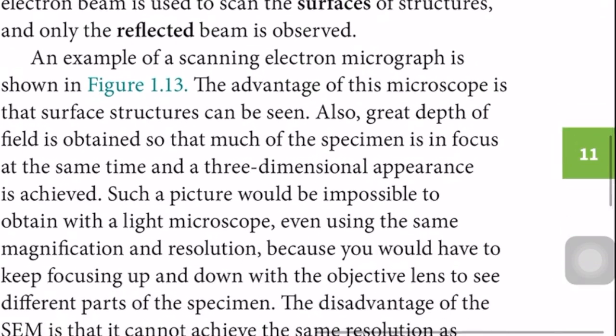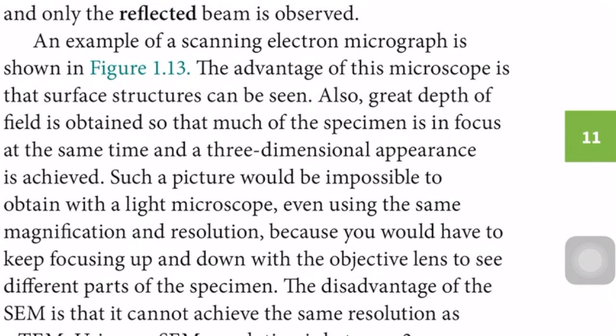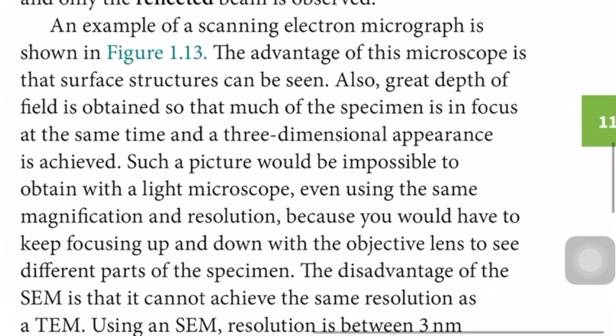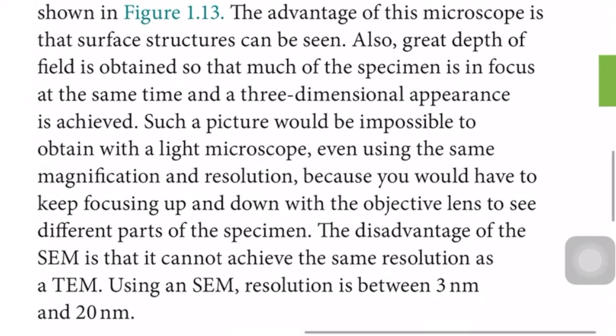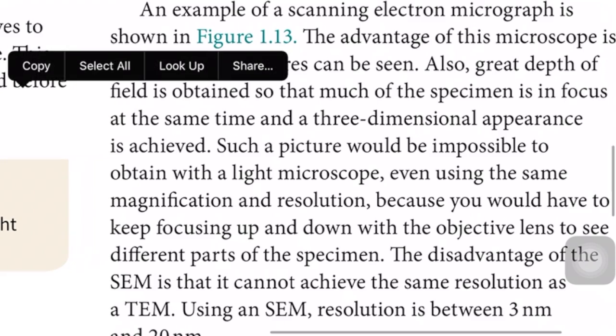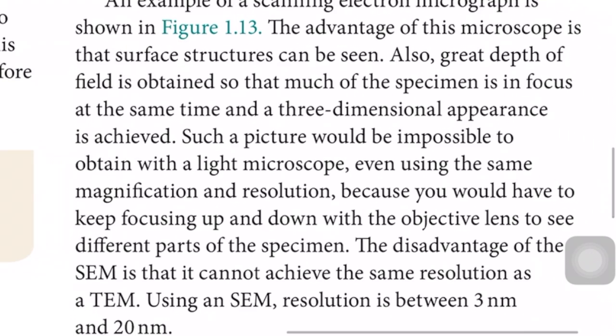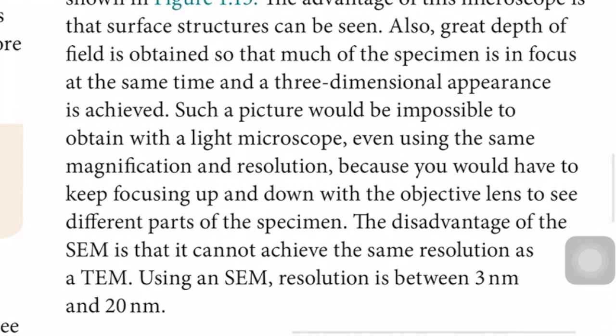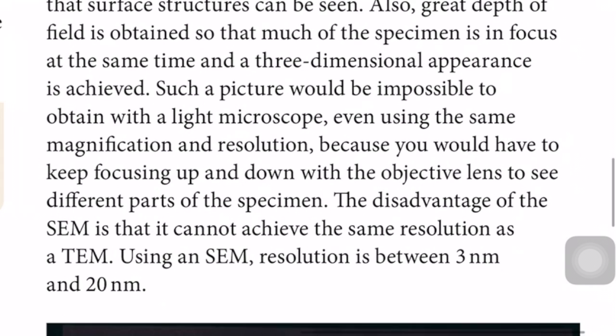An example of a scanning electron micrograph is shown in figure 1.3. The advantage of this microscope is that surface structures can be seen. Also, great depth of field is obtained so that much of the specimen is in focus at the same time, and a three-dimensional appearance is achieved. Such a picture would be impossible to obtain with a light microscope, even using the same magnification and resolution, because you would have to keep focusing up and down to see different parts of the specimen. So it's very helpful, but we don't need to know this in detail.